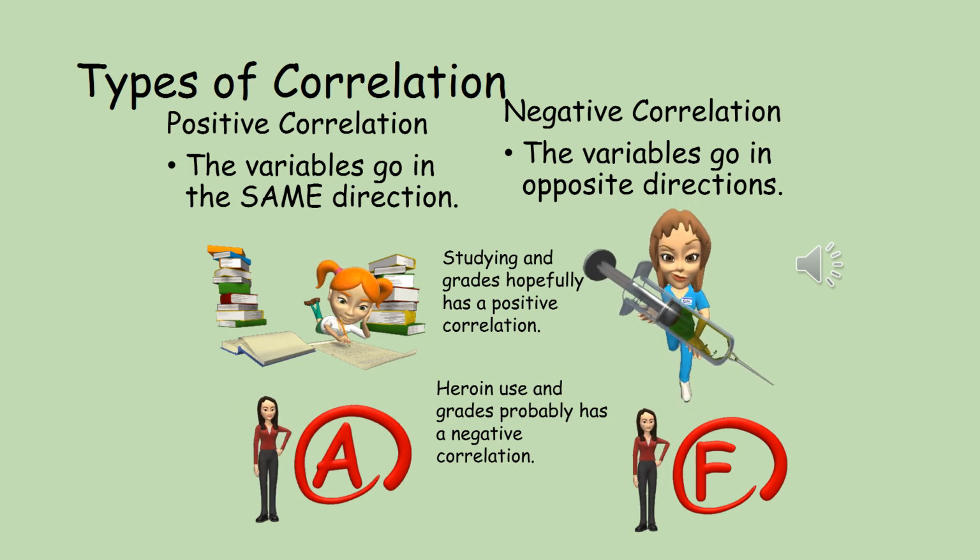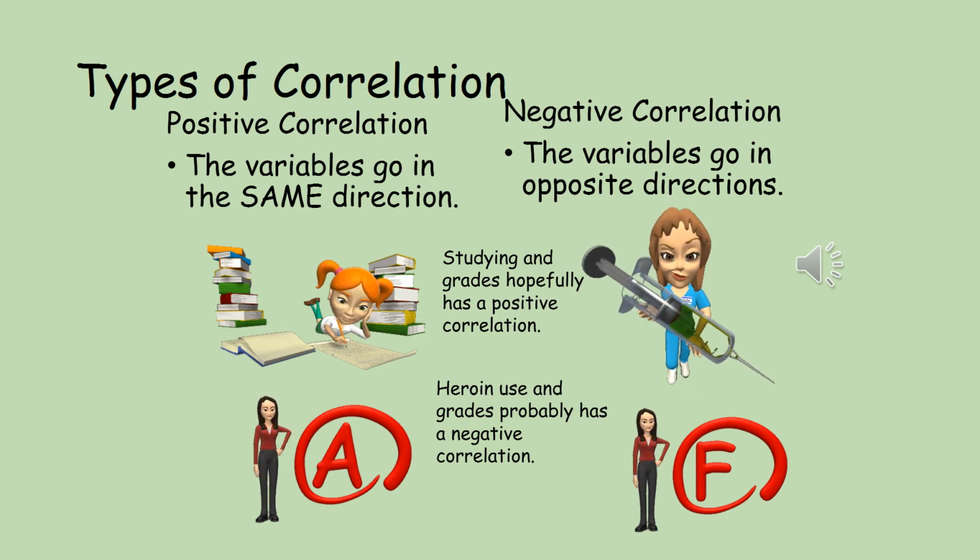So let's say you put a survey out for students and you ask, what is your GPA and how many hours a week do you study? One would assume you would find a positive correlation here. An increase in study time would also cause an increase in GPA, or a decrease in study time would cause a decrease in GPA. Again, that is a positive correlation because the variables are going in the same direction.